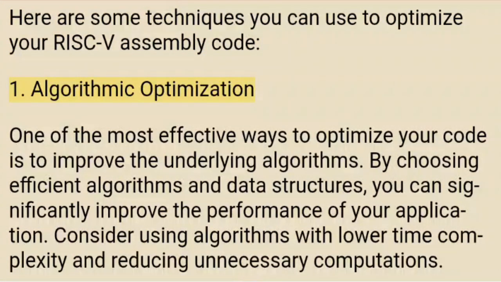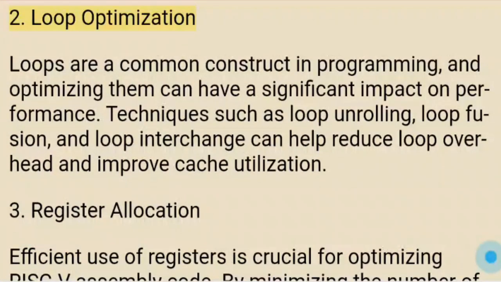1. Algorithmic optimization. One of the most effective ways to optimize your code is to improve the underlying algorithms. By choosing efficient algorithms and data structures, you can significantly improve the performance of your application. Consider using algorithms with lower time complexity and reducing unnecessary computations. 2. Loop optimization. Loops are a common construct in programming, and optimizing them can have a significant impact on performance. Techniques such as loop unrolling, loop fusion, and loop interchange can help reduce loop overhead and improve cache utilization.